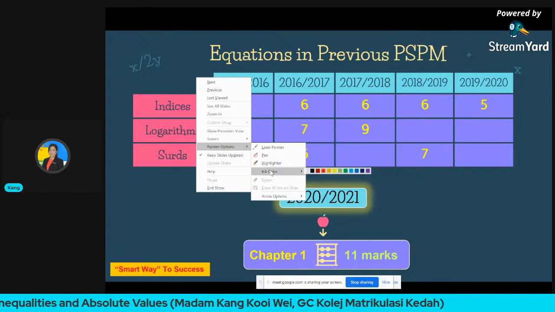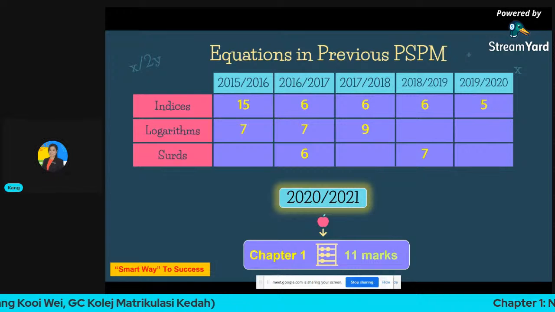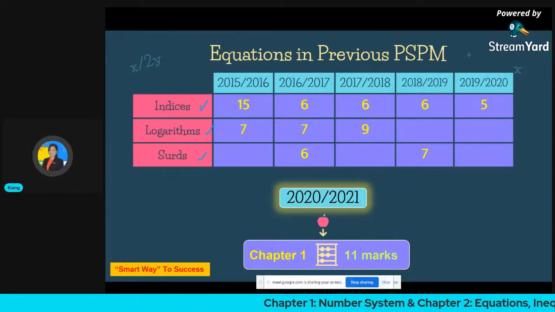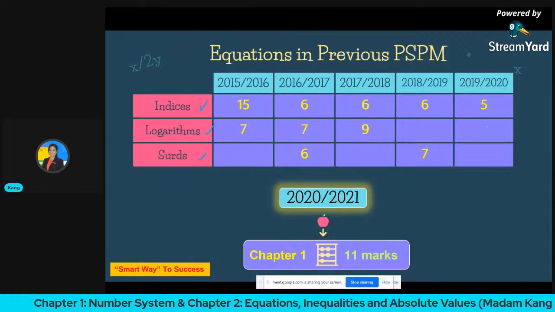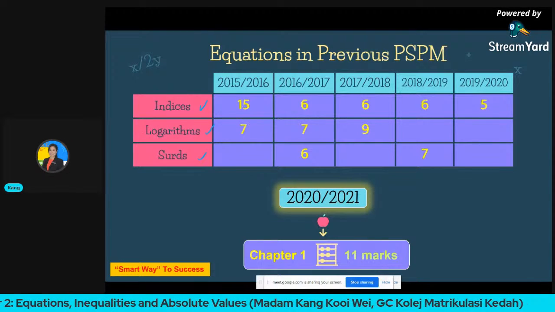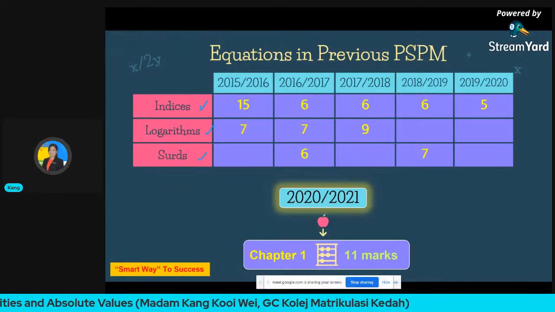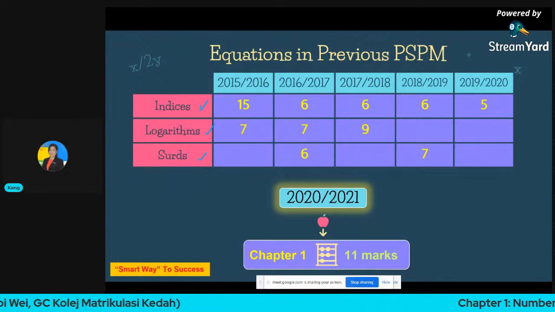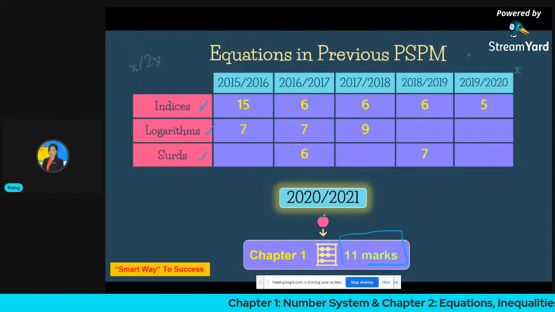We know it as 3 types. Okay, 3 types. The first one is about the indices. The second one is the logarithms. Then the third one. From the analysis of the previous PSPM, you look at the table here. Every year the questions of indices will be tested. Okay, every year. For the logarithms, already 2 years do not test. Then for the third, it is alternate. Okay, for this year, all will contribute 11 marks for chapter 2.